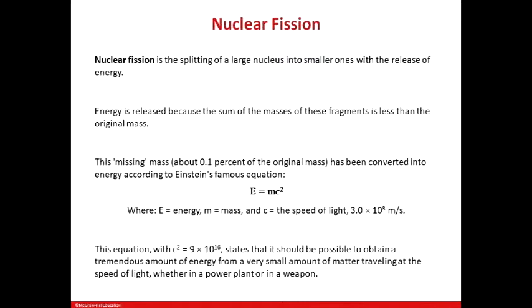Energy is released because the sum of the mass of these fragments is less than the original mass. You get it? So you have a mass that splits into fragments, and then you have this missing mass. It's about 0.1%, and it's been converted into energy according to Einstein's equation: energy equals mass times the speed of light squared, and that's what makes it so impactful.